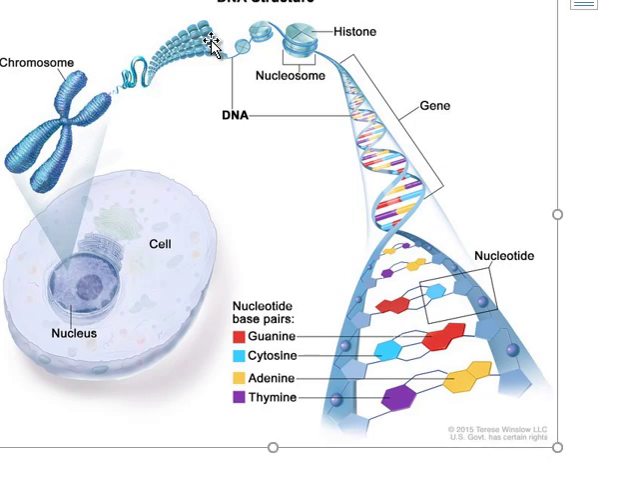Chromosomes are made up of DNA and a protein called histone. So DNA contains genes. These genes are responsible for genetical characters.